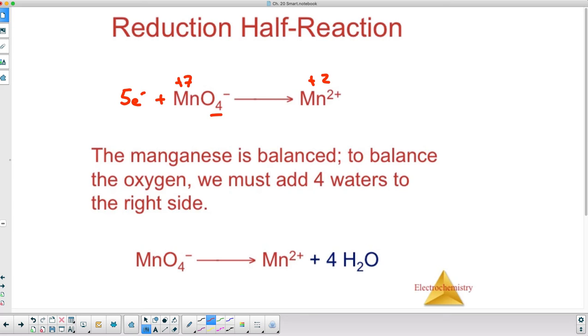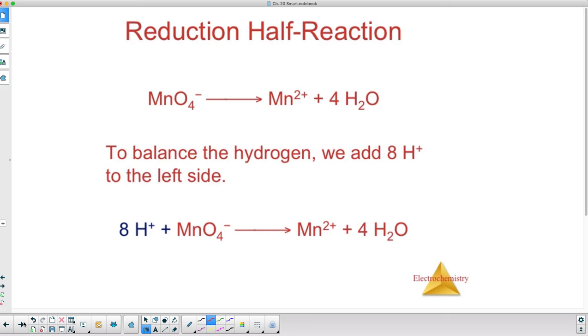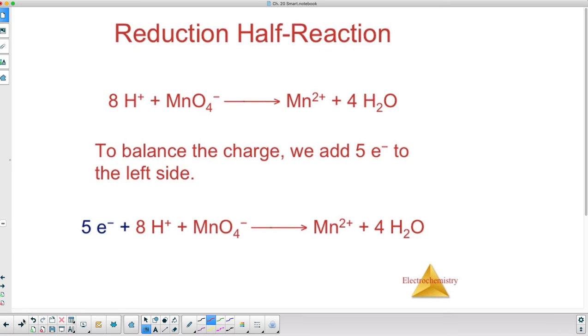We have 4 oxygens on this side and none on this side, so I add, bonehead, I add 4 waters. That gives me 4 oxygens on both sides, but we're not finished yet. So, to balance the hydrogens, once I have 4 waters on the right-hand side, that means I have 8 hydrogens that I need to add, and I do that over here by adding hydrogens there. You can see that down here.